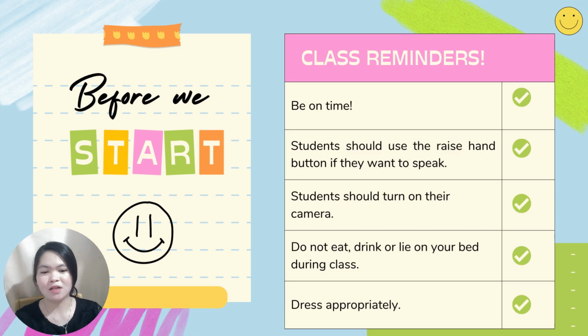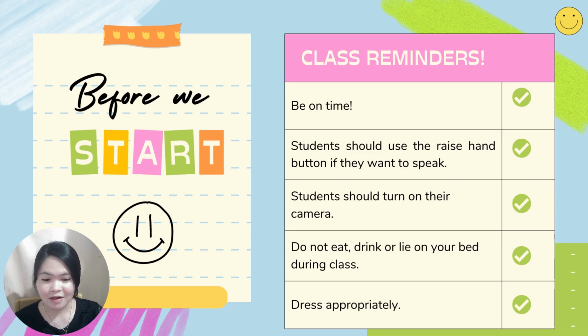Third one is students should turn on their camera. Remember, I will give points to those students who will open their camera. So this will be the time that we will be seeing each other, and even though it's virtual, we can see each other's faces, even if it's online.